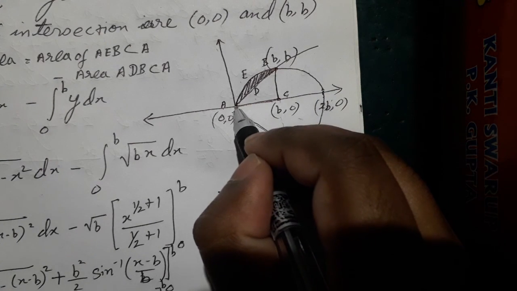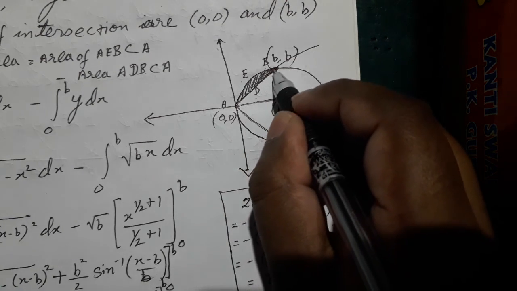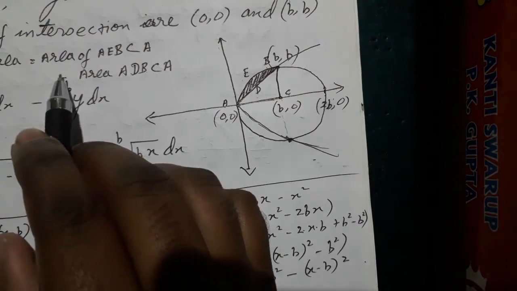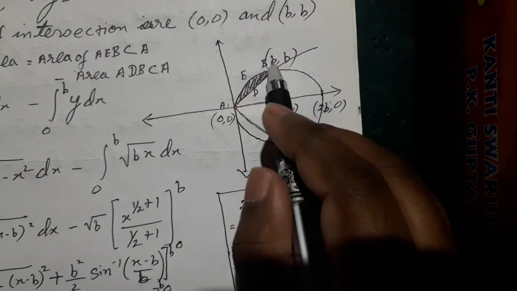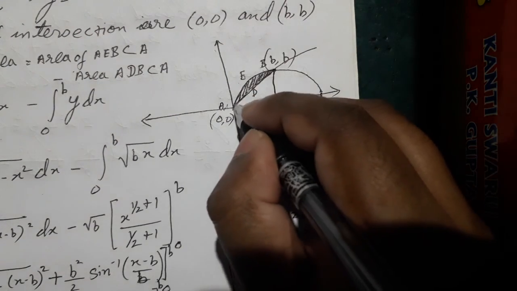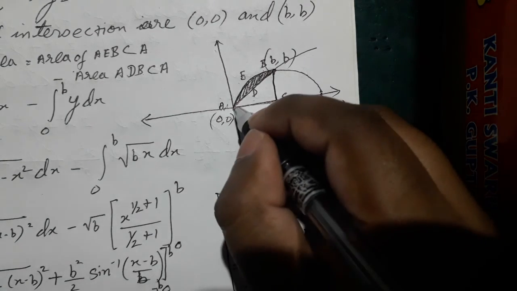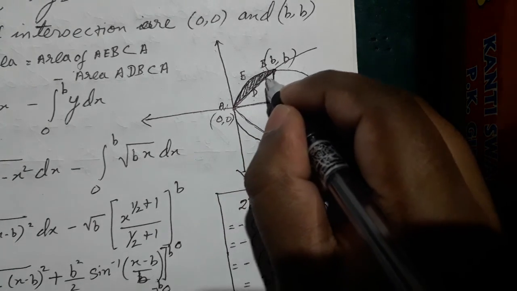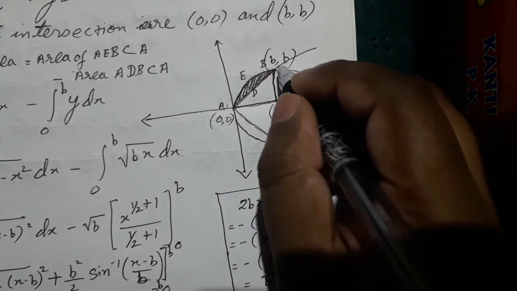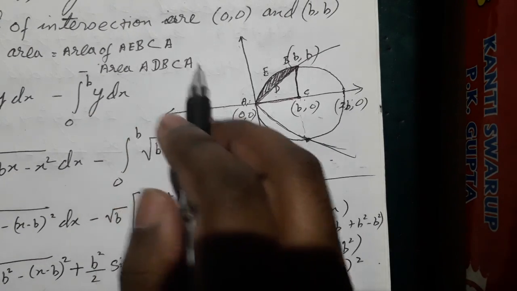Okay, I'm taking this whole region, and I'll subtract this small region. If I subtract this region, I get nothing but this region. So I'm taking the area of AEBCA, meaning this region in full, the big region, then minus this region, ADBCA. I'm taking the area of ADBCA.